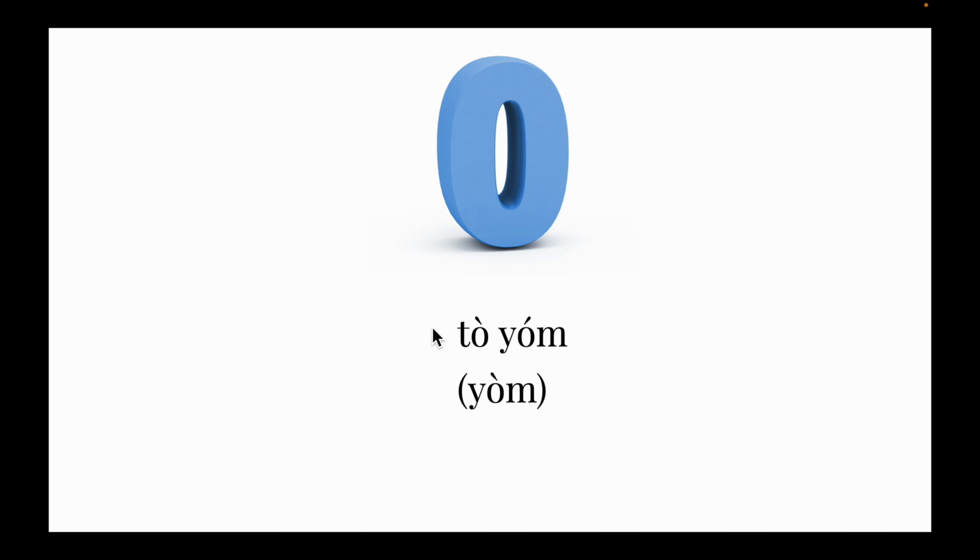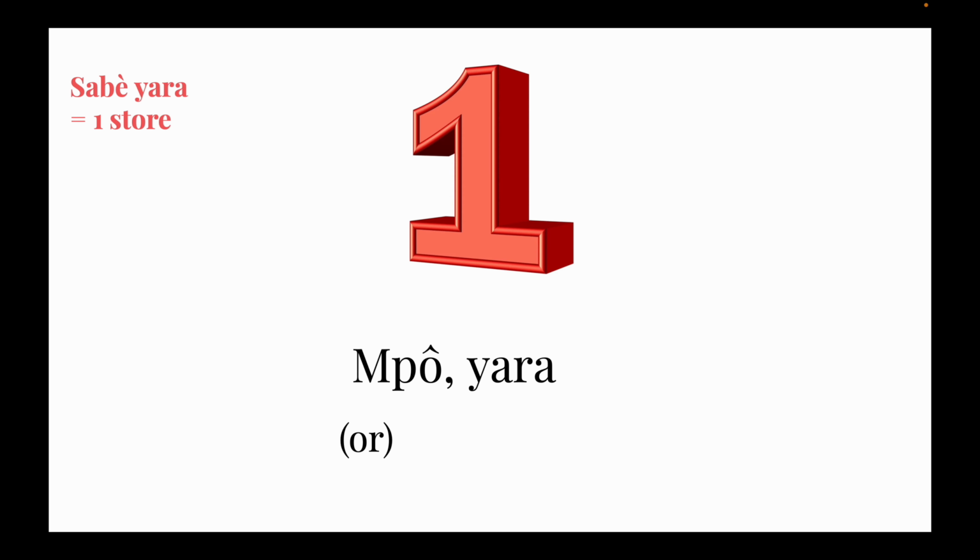So although it is written with this accent over here, this doesn't go up, rather you go back. So it's toyom, toyom. That's how you say 0. Next, to say 1 is mpo. You see I put the m in parentheses, so you pronounce it like po. Or you can say yara, mpo, yara. These are the two ways of saying 1 in Bassa'a.